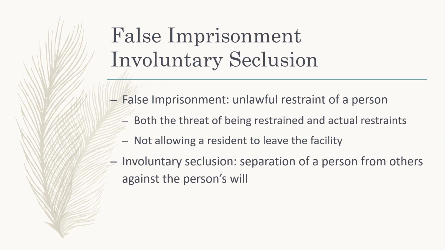False imprisonment is unlawful restraint of a person, both the threat of being restrained and actual restraints. Not allowing a resident to leave the facility is another example of false imprisonment. Involuntary seclusion would be separation of a person from others against the person's will.